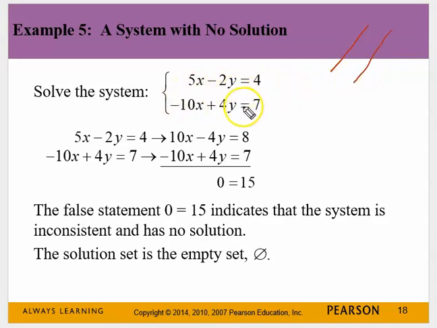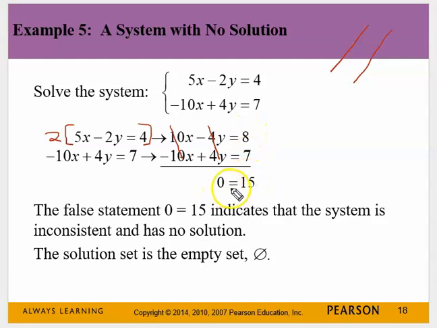Well, here's our system. And notice we have it in standard form. So what we're going to do is modify this equation here by multiplying it by a 2. They're not showing you this. And then it becomes this. So now when we add them up, these cancel out. These cancel out. We end up with a 0, and we're left with a 15.